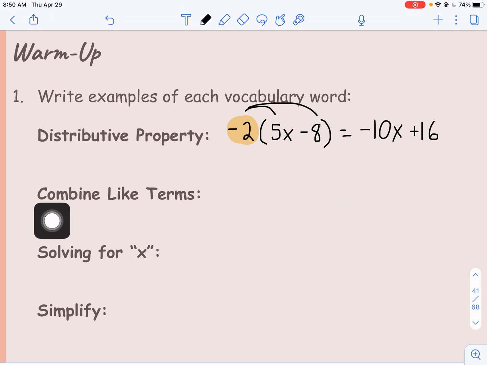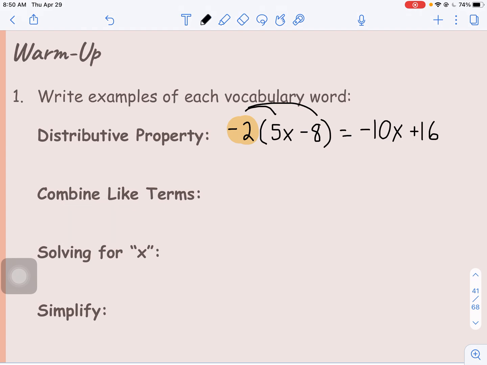Another property is when you combine like terms. This means you combine anything that's a number together, anything that has an x together, anything that has an x squared together, and so on. You're basically grouping things together.